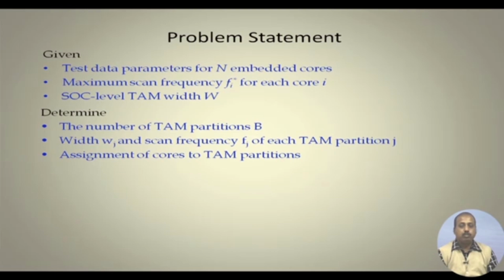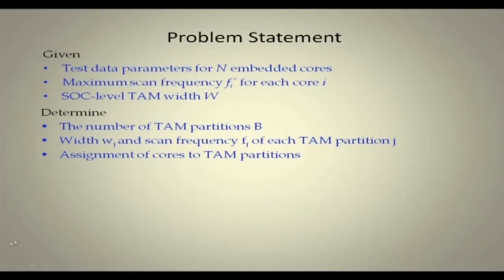Of course, within a TAM we can think about bin packing, and that may possibly be tried by first doing this type of assignment, and after that we may try to improve that assignment by means of some bin packing. So, that may be there, but the basic first level solution has to do with this partitioned TAM. So, we determine the number of TAM partitions B, the width Wj and scan frequency Fj of each TAM partition J. So, what should be the TAM width and what is the frequency of that TAM, and then assignment of cores to TAM partitions.